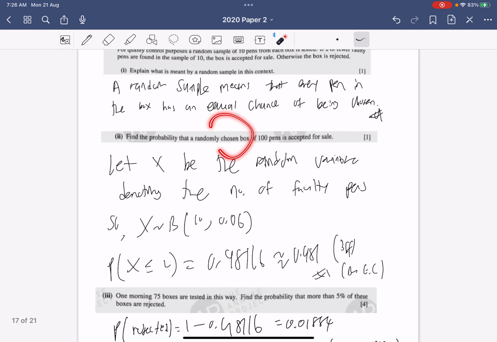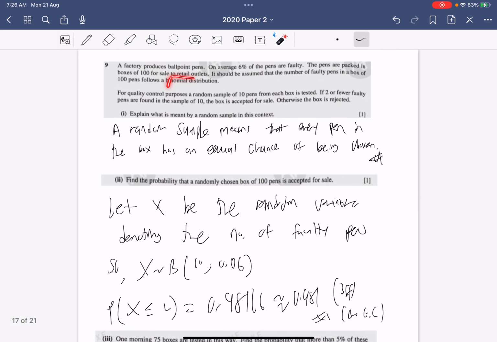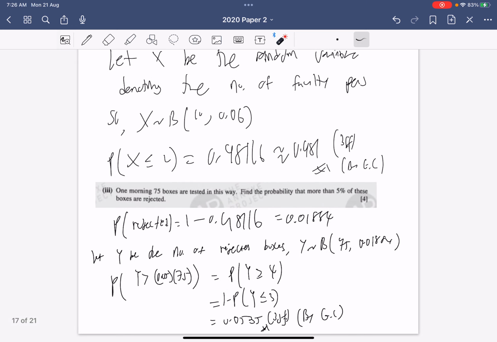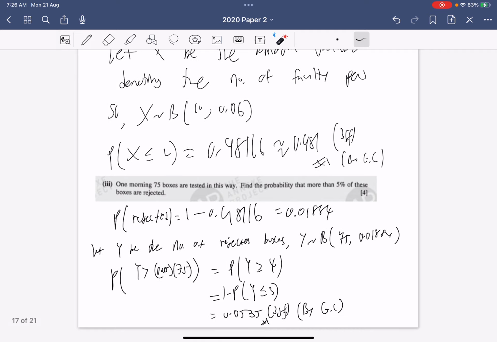To find the probability that a randomly chosen box of 10 is accepted for sale, we let x be the random variable denoting the number of faulty pens. So x follows a binomial distribution with n equals 10 and the probability of a pen being faulty is 0.06. The probability x less than or equal to 2 is this, and you use the GC to calculate.